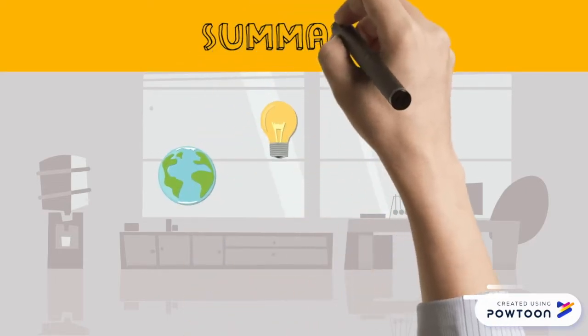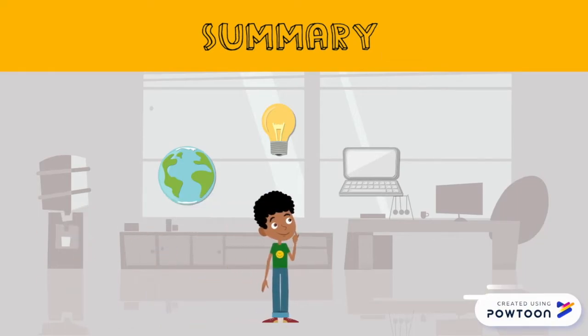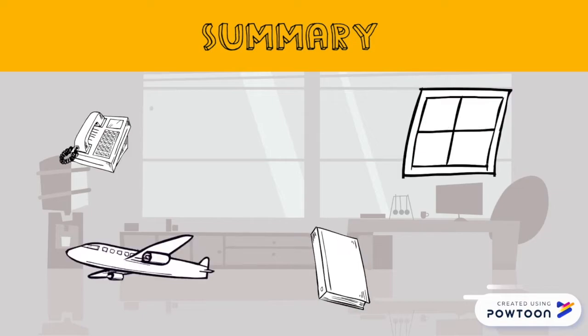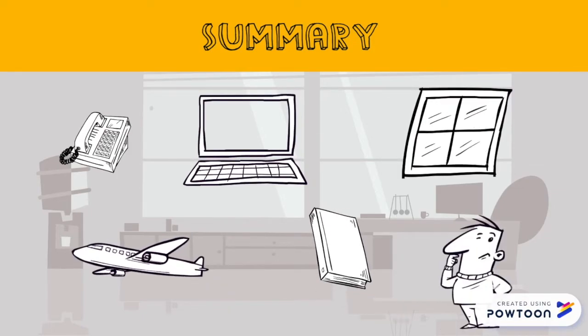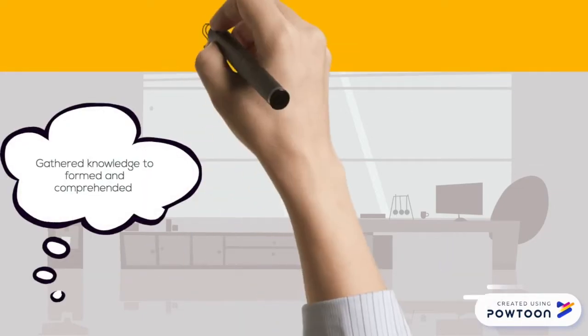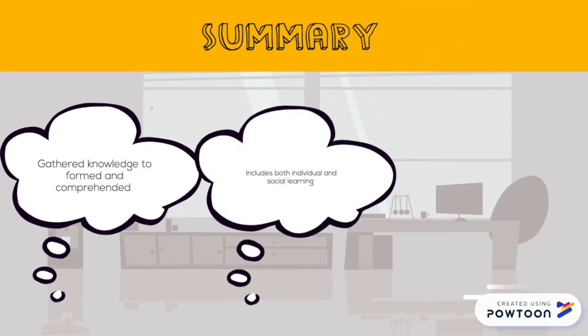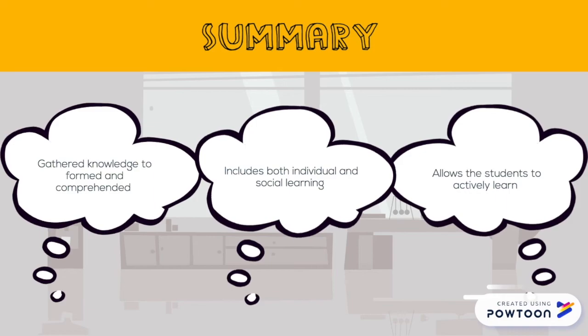Furthermore, constructivism explains that the knowledge gained by learners is created in groups or individually. This knowledge is based on their experience with the world, which in turn allows them to reflect on those experiences. In summary, Jones would explain that the constructivist theory allows for gathered knowledge to be formed and comprehended. It includes both individual and social learning, and it allows the students to actively learn.